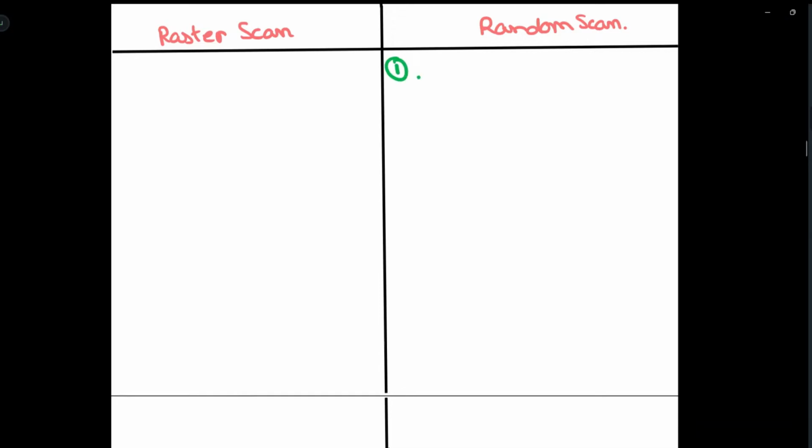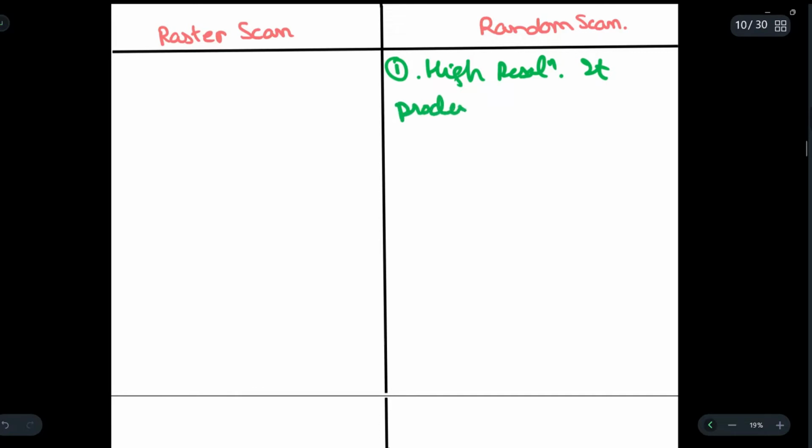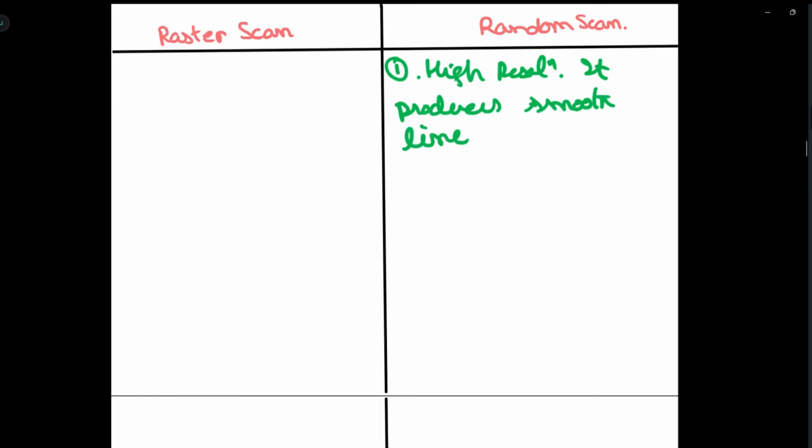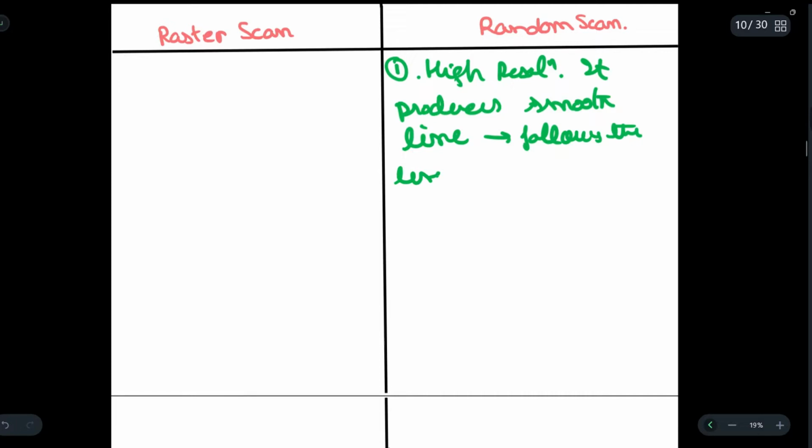A random scan has high resolution. Now this is because it produces smooth lines of the image that we are making, because it follows the line path directly.